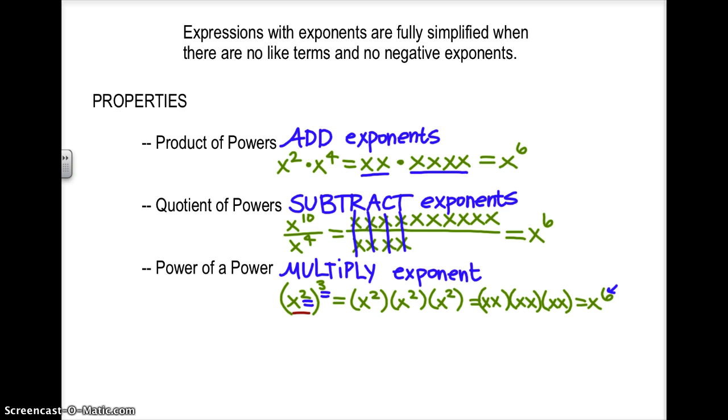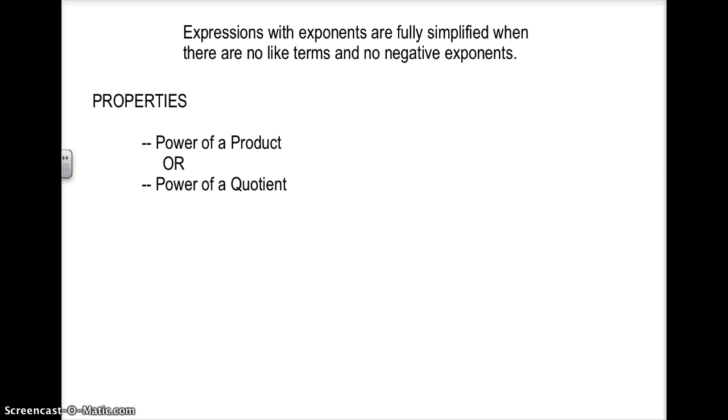How did we get to adding the exponents? Well, we started with 2 multiplied by 4, 2 x's, 4 x's, all together, 6 x's. So if you think about where it comes from, it makes it easier to deal with. Okay? 2 more to talk about real quick. Power of a product or power of a quotient. Either way, what we do is we think about distributing the exponents. So let's talk about what that looks like.